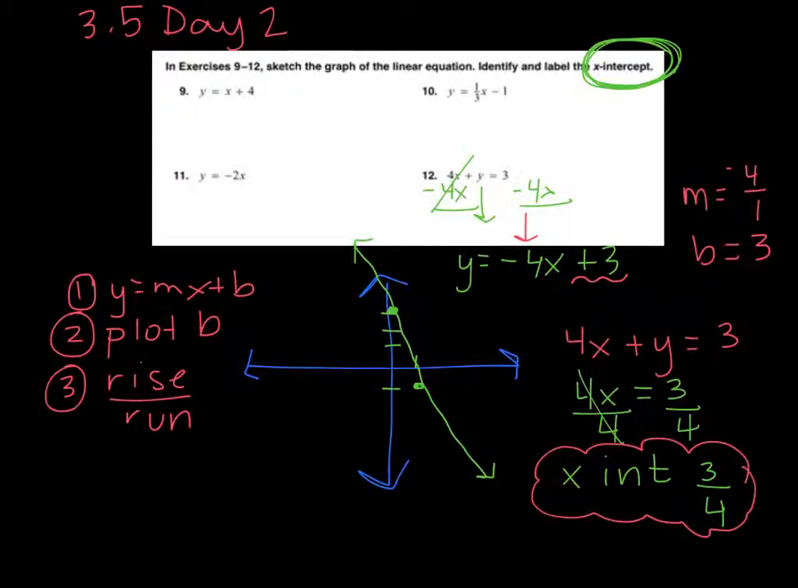If you get a fraction, don't let that freak you out. Fractions are your friends. It's okay to have a 3/4 for your x-intercept. That just means that this crossed at 3/4. Okay? Alright, so you should be able to do 9, 10, and 11. Use your notes if you need help. Refer to the video if you need help with the notes.